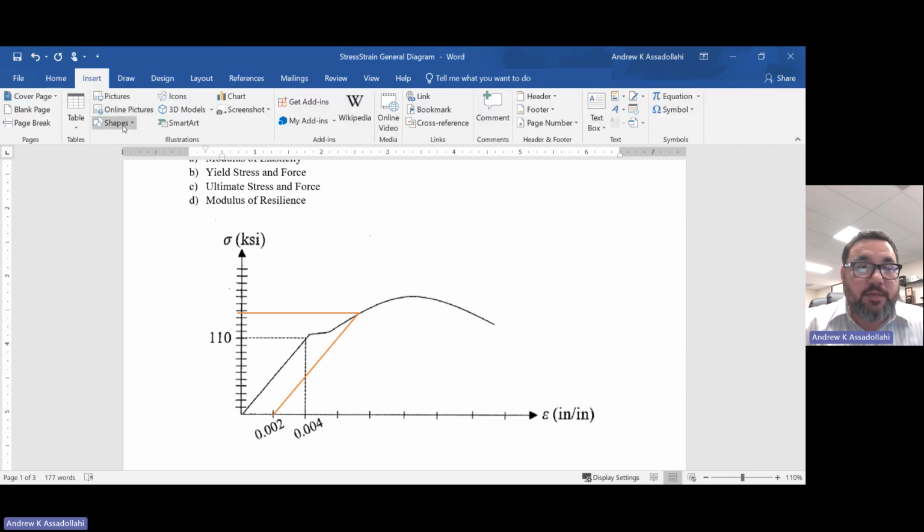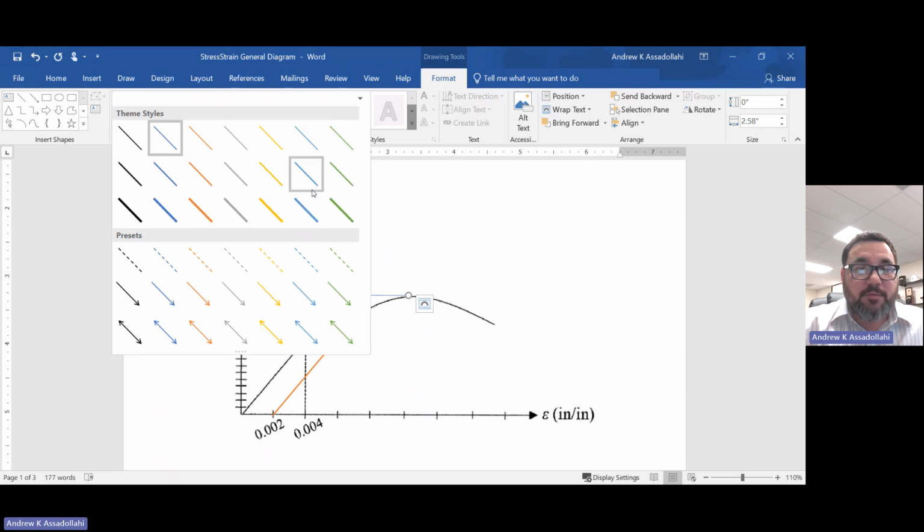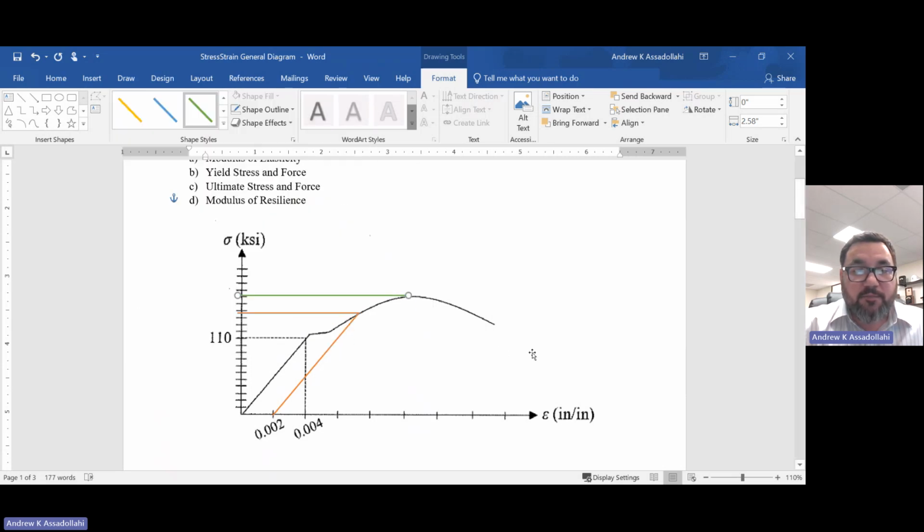So here's what I'm going to do. I'm going to go insert, grab a shape again, grab a line, and go to the high point here. I'm going to hit shift and drag it horizontally over, and I'm going to use a different color now. Maybe use a bold green to help us out here.